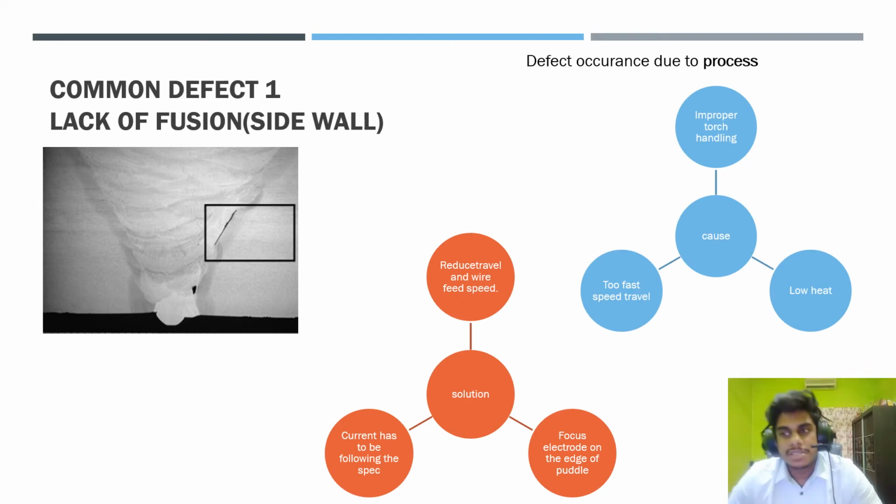So we know that this defect is due to the process. And what is the specific cause? It could be improper torch handling, such as the angle of the torch, too fast a travel speed, and low heat, not enough heat.